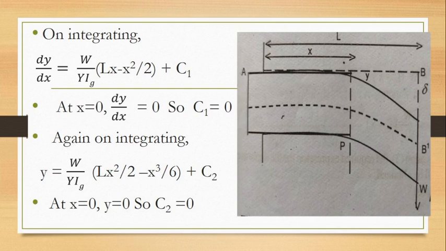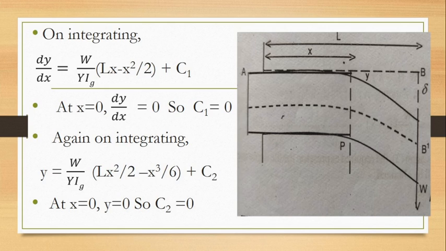We can take the condition that at x is equal to 0, which means the point A. At x is equal to 0, what about y? Is there any depression? No. So dy by dx is also 0. So we can substitute this condition, that is at x is equal to 0, dy by dx is equal to 0.